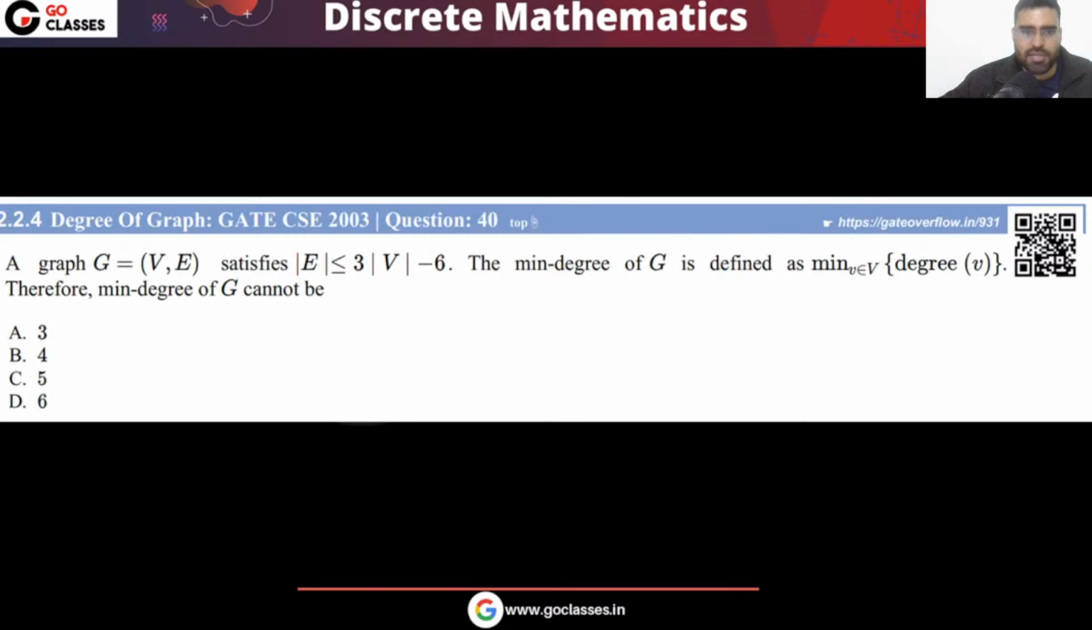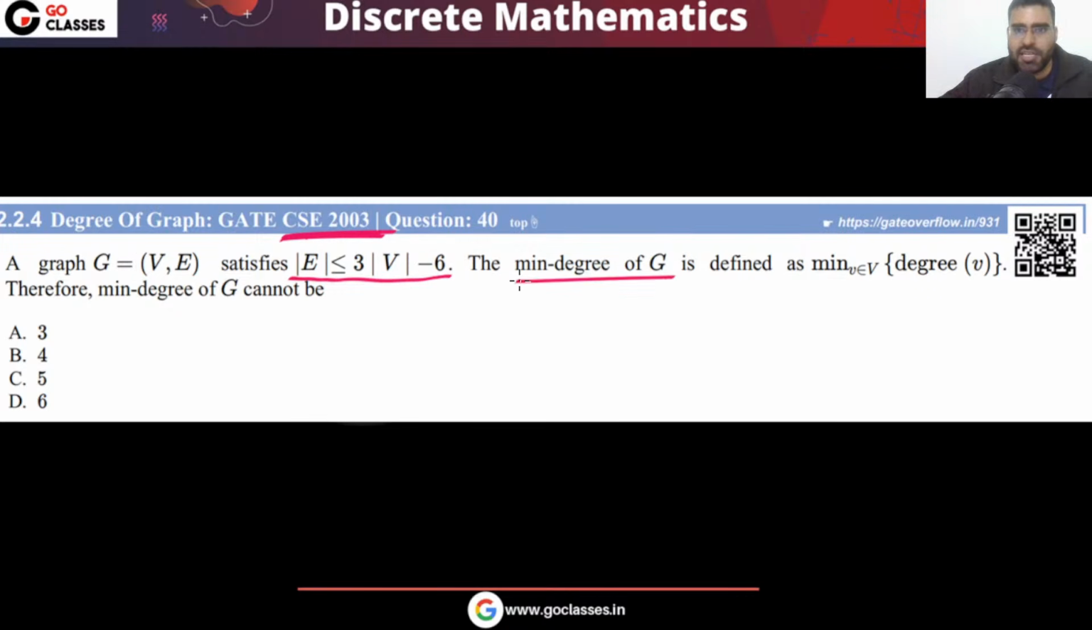Now, this is the question. So tell me the answer for this one. A simple question. A graph is given to you, G(V, E). This graph satisfies this property.